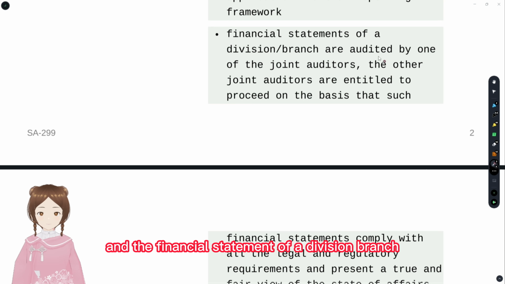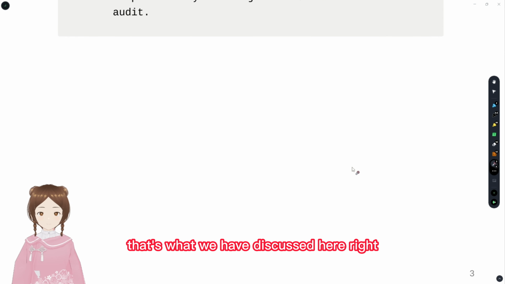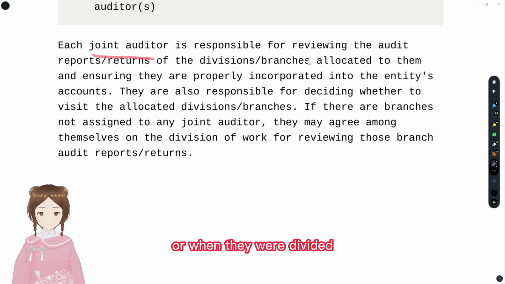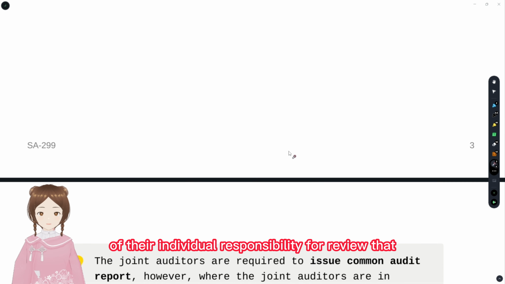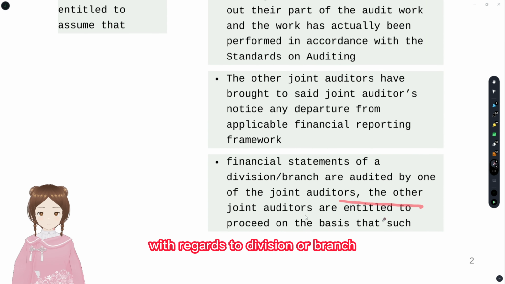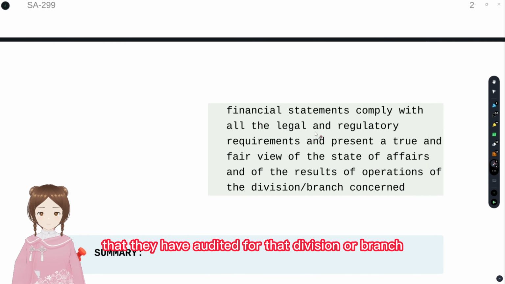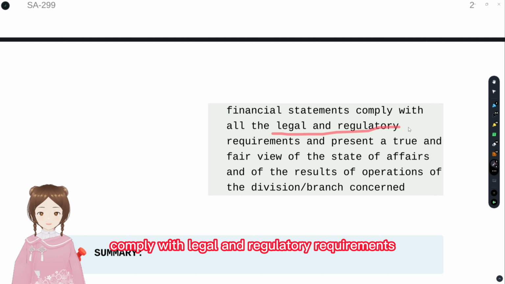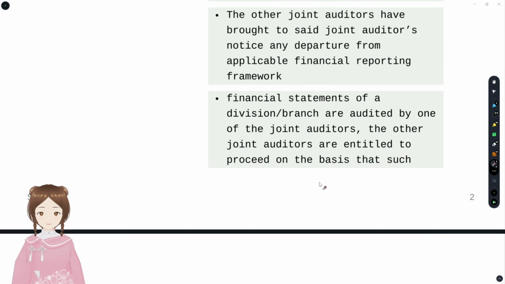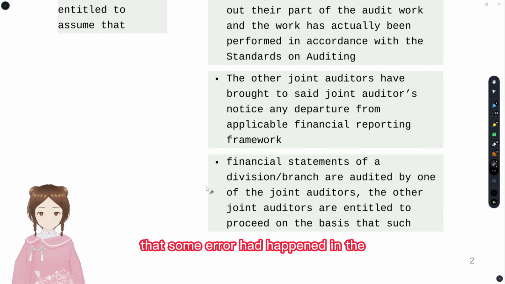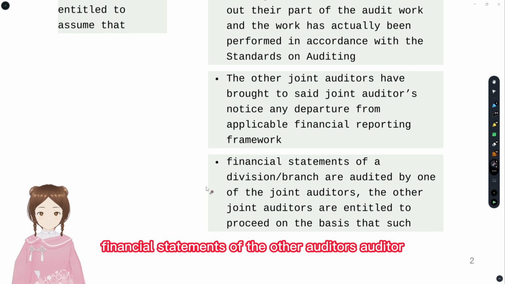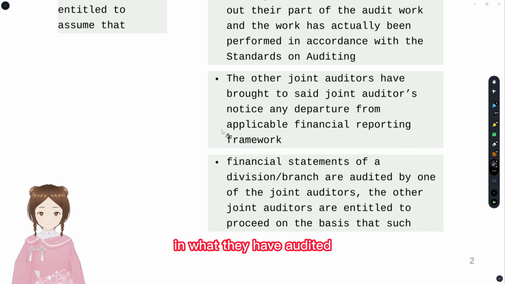the financial statements of a division or branch are audited by one joint auditor. That's what we have discussed here, right? When the branch was divided or allocated to them, they have individual responsibility for that. So whenever there is individual responsibility with regards to a division or branch, what you have to think is that all the financial statements that they have audited for that division or branch allocated to other auditors comply with legal and regulatory requirements and present a true and fair view. We are not assuming that some error had happened in the financial statements of the other auditors' audit, and the other auditors have brought to said joint auditors' notice any departure from the applicable financial reporting framework.